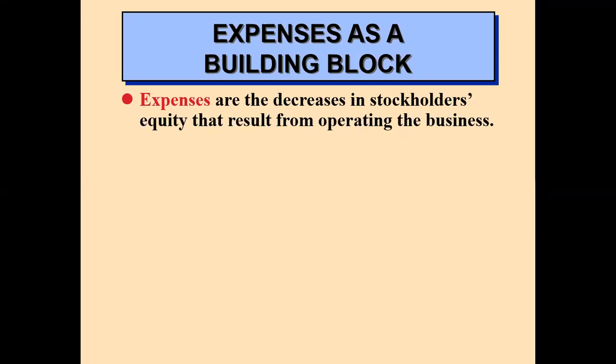So এক্সপেন্স বলতে আমরা কি বুঝি, ডিক্রিজ ইন দ্য স্টকহোল্ডার ইকুইটি। স্টকহোল্ডার ইকুইটি মানে হচ্ছে যেটা আমাদের নিজেদের টাকা, সেটাকে আমরা স্টকহোল্ডার ইকুইটি বলে থাকি। So any activities that will decrease our stockholder equity and that actually result from operating the business, then we will call it expenses. Is it clear? Yes, sir. Okay.